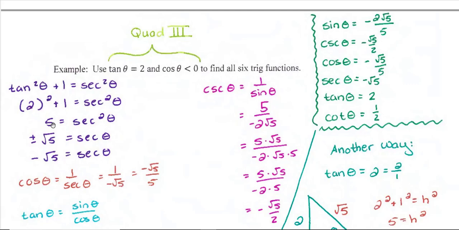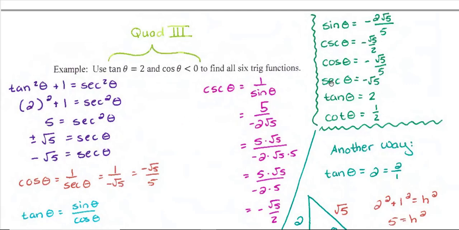So we get two answers, the positive and the negative square root of 5. Well, where are we? We are in quadrant 3. And we already discussed how in quadrant 3, only the tangent and therefore cotangent are positive and the rest are negative. So the secant must be negative square root of 5, which is where this comes from.